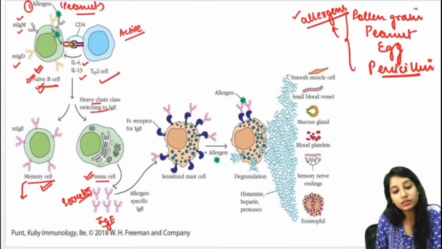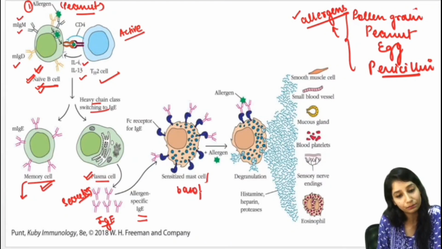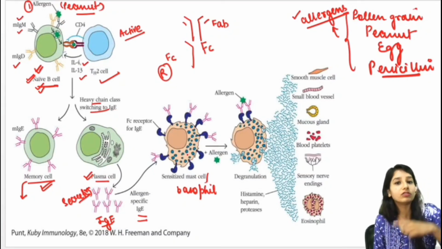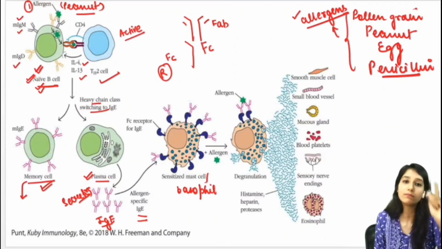Now this plasma cell has released IgE antibody. This IgE antibody will go and bind with the mast cell, or it can bind with the basophil cell. How will it bind? If we see the structure, an antibody has this kind of structure. Here it has the FAB part, and here it has the FC part. So this FC part will bind with its FC receptor, which is present on the plasma membrane of the mast cell or basophil cell.